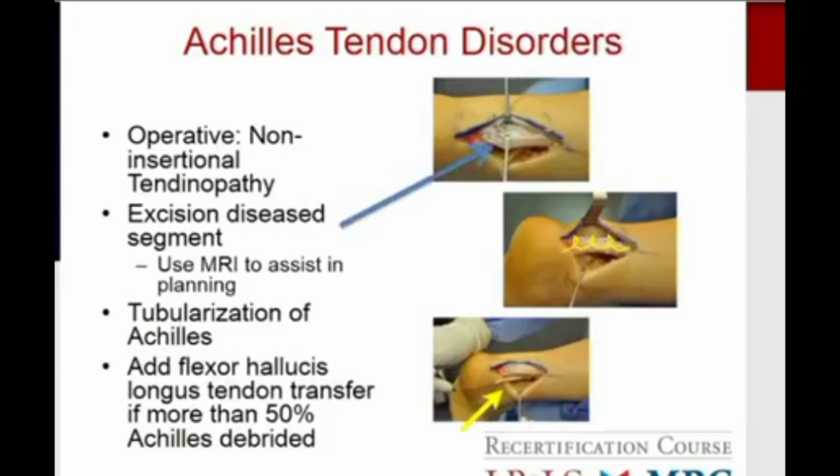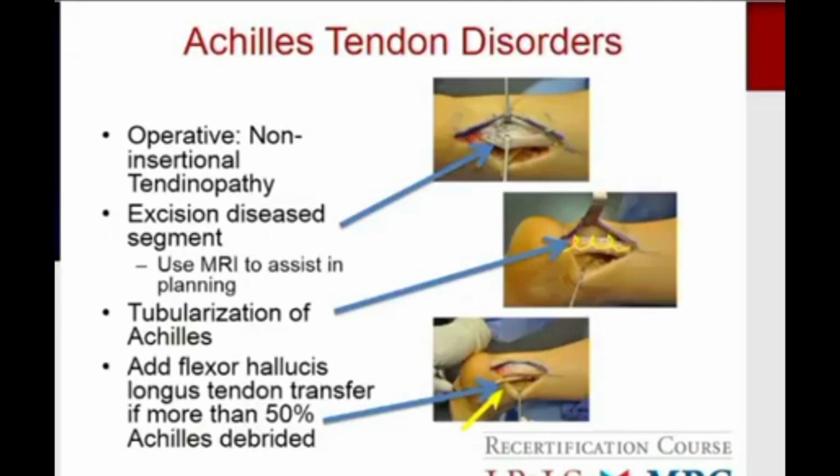We want to remove that diseased tendon and tubularize it, just like we did with the peroneal tendon. But if more than 50% is involved, in that case, we add a flexor hallucis longus tendon transfer to the level of the calcaneus, and that supplements our repair. Remember, FHL for Achilles and peroneals. For flat foot, FDL, different tendon complexes because of it.